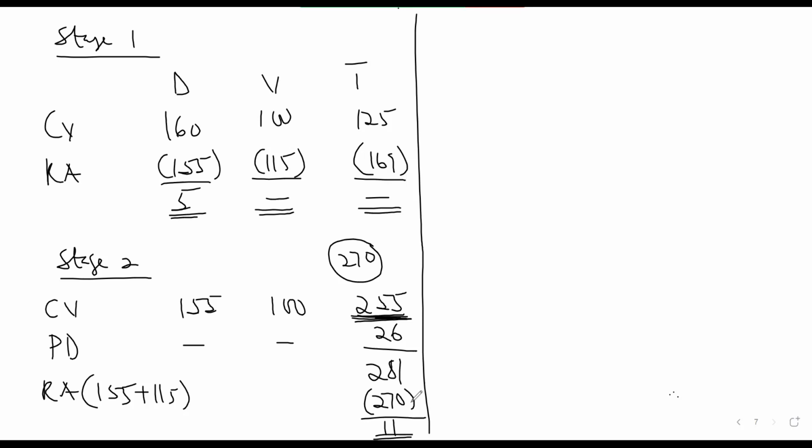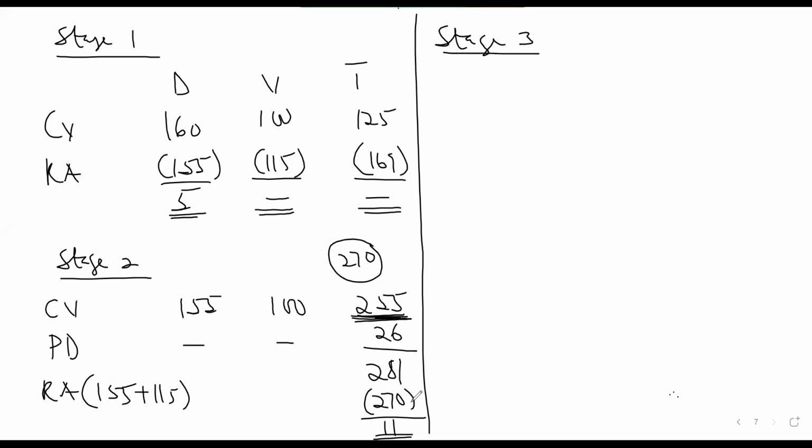Someone can also say that, okay, in stage 2, part of the 155 has impaired, part of the 100 has impaired. Then they will now share the 11 as 155 divided by 281 times 11. No, my brother, you are wasting your time. Just attribute the impairment loss to the corporate asset. So we are going to be taking 11 out of the 26. So this will now be remaining 15.